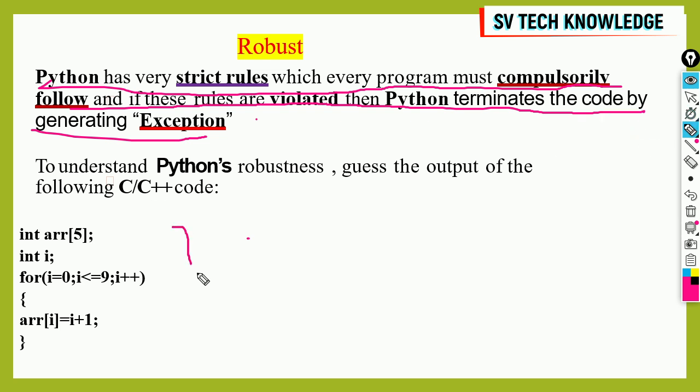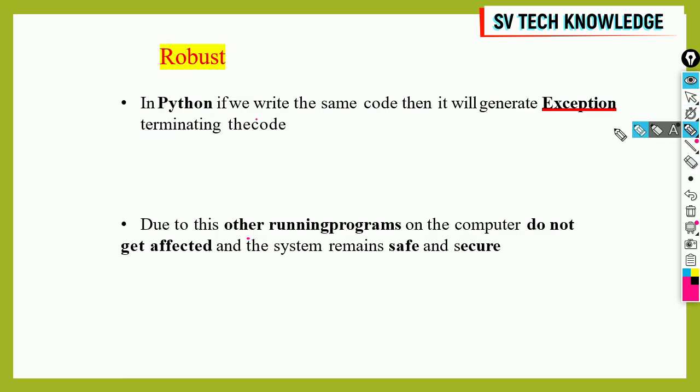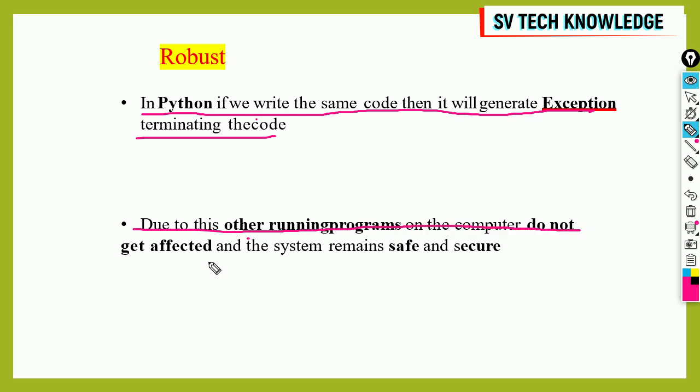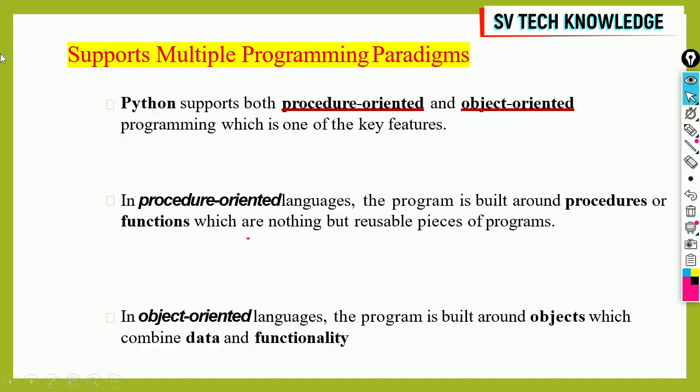So you can see here I have given a code. You can see that code and guess what is the output of that. I will reveal it in the next slide. So here in Python, if we write the same code, then it will generate an exception terminating the code. Why? Because of this, other running programs on the computer do not get affected and the system remains safe and secure.